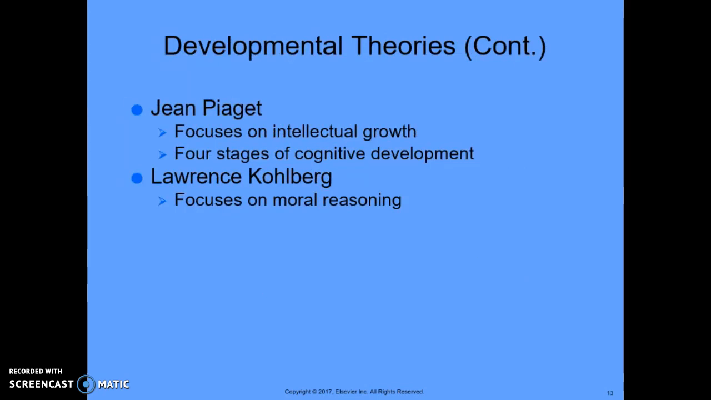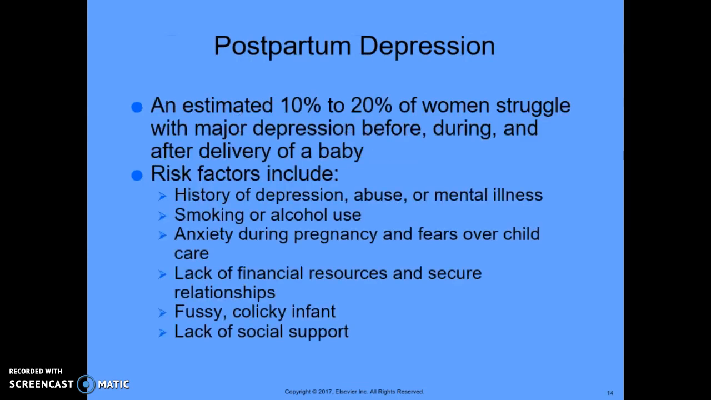Jean Piaget focuses on intellectual growth and the 4 stages of cognitive development. And Lawrence Kohlberg focuses on moral reasoning. So the 4 stages of cognitive development, according to Piaget, are the sensorimotor stage, pre-operational stage, concrete operational stage, and formal operational stage. Again, you can look at table 18.1 for a summary.